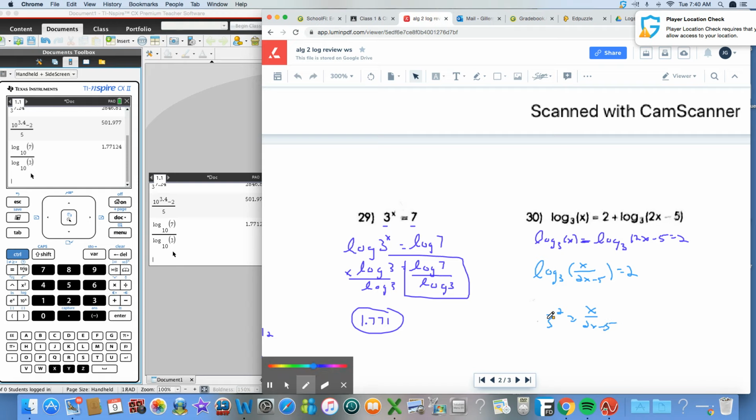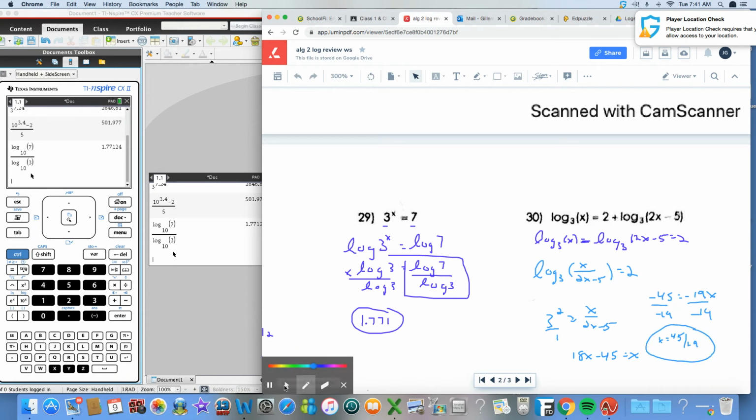All right, so that's 9. So I have 9. This is over 1, right? So I'm going to just cross multiply. So it's going to be 9 times that. So it says 18x minus 45 equals x. Subtract, so I get negative 45 equals negative 19x, and divide by negative 19, which is going to make it positive. So x equals 45 over 19 as my answer.